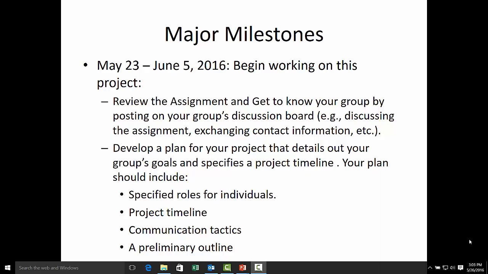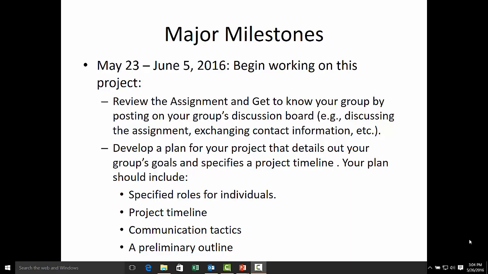Additionally, you should be getting into that group space for your best practices group project and getting to know your group members. You should go to the discussion board underneath the best practices group project group you've been assigned to, introduce yourself, exchange contact information, and start discussing the project. The goal is that over the next 2 weeks, you are developing a project plan, and it should detail the group's goals and have a specific timeline for the project.